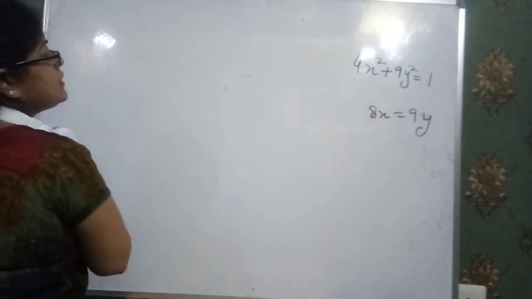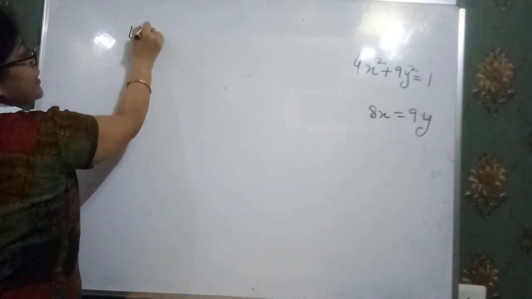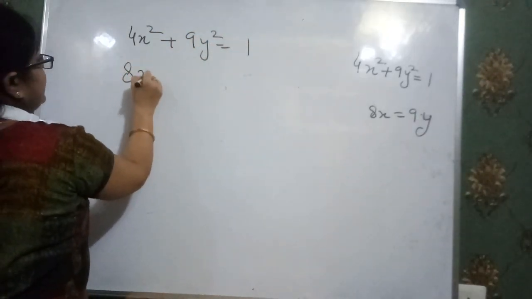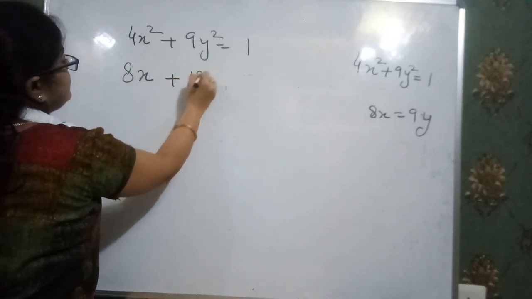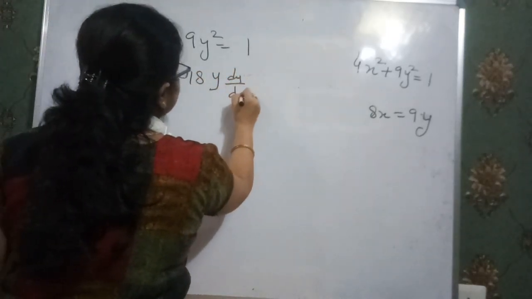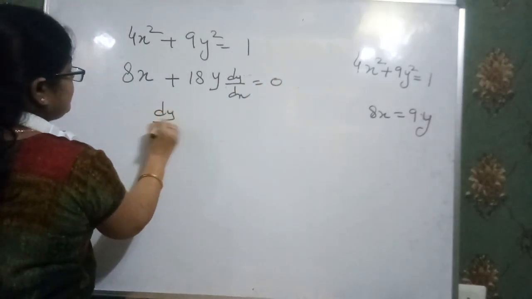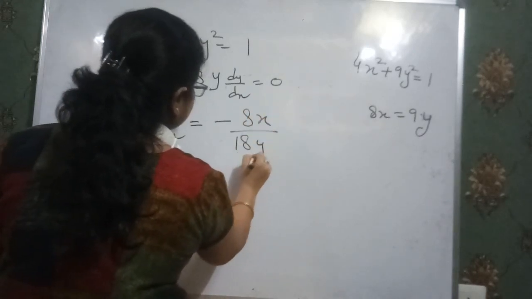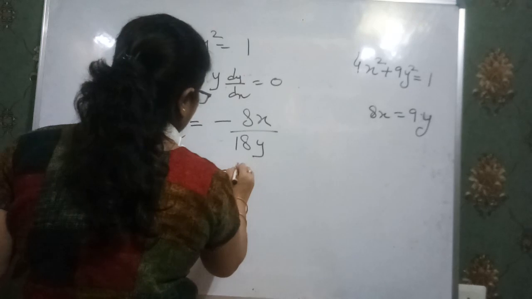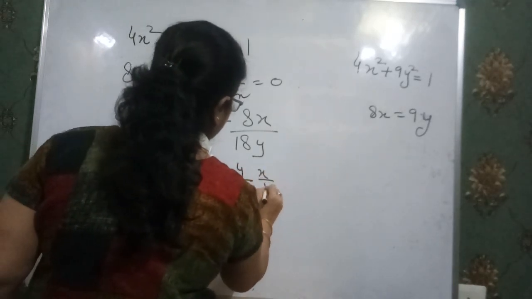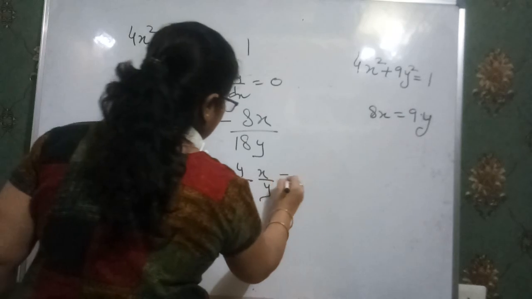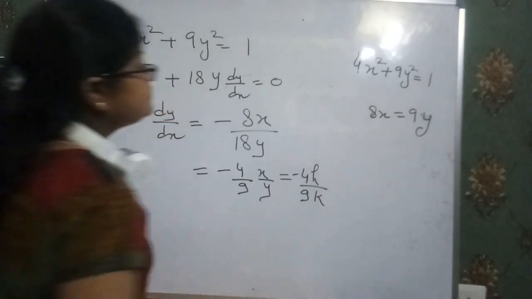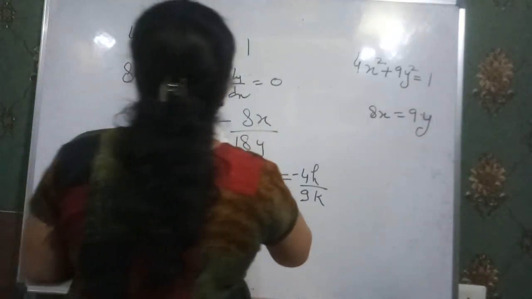Firstly, we differentiate our curve. That means 4x square plus 9y square is equal to 1. That is 8x plus 18y dy over dx is equal to 0. That means dy over dx is equal to minus 8x over 18y. So we have minus 4 over 9 x over y. Just let it be minus 4h over 9k. Clear?